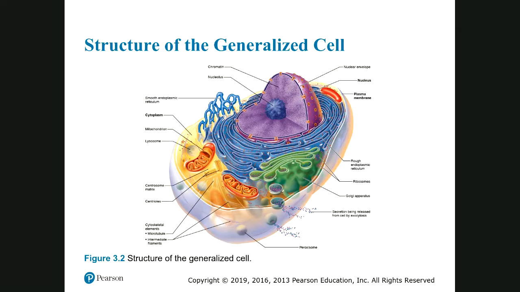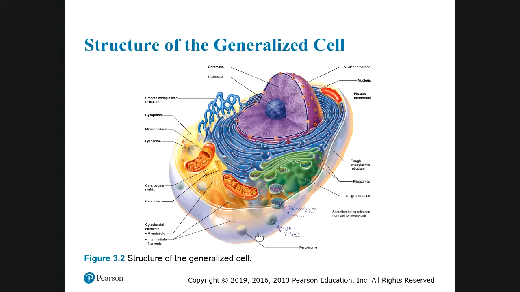So this is the structure of a generalized cell. No cell is exactly like this one, but this composite illustrates features common to many human cells. Regardless of the differences, all cells have the same basic parts and some common functions. The human cell has three main parts.